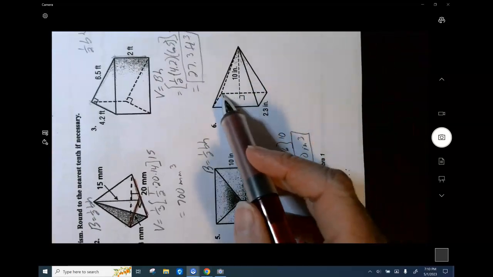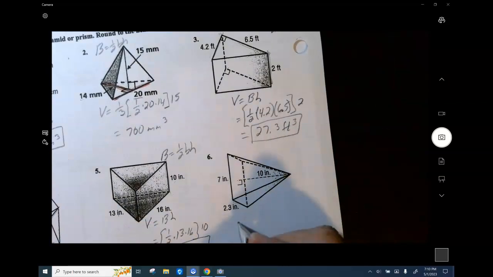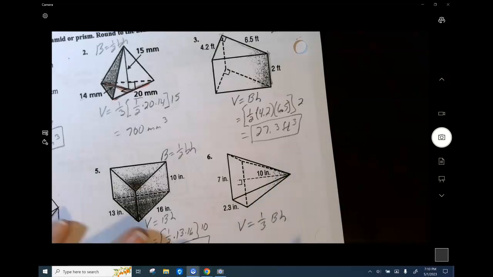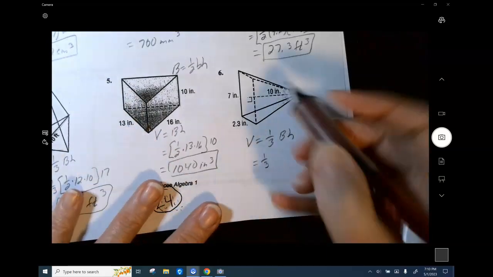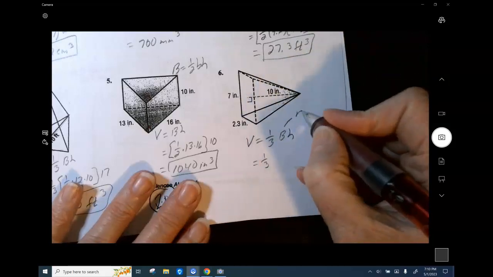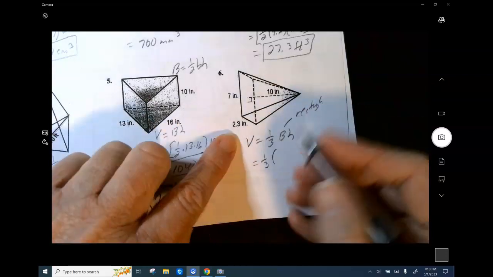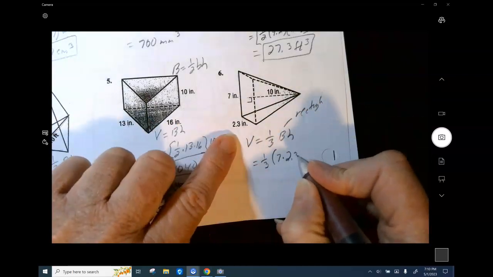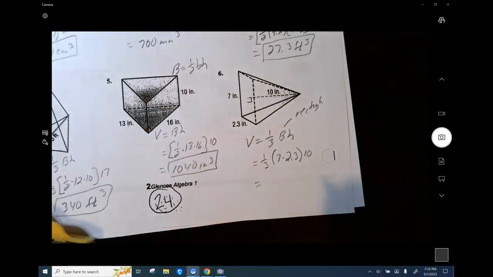So let's look at this. What is my base? That's a rectangle. Okay, so it's a pyramid. So 1/3 area of the base times the height. Sorry, my paper won't move up. Okay, so that's going to be 1/3. My base, what is the shape of my base? That's right, your base is a rectangle. So if it's a rectangle, you're going to take length times width times the height of my pyramid. Go.